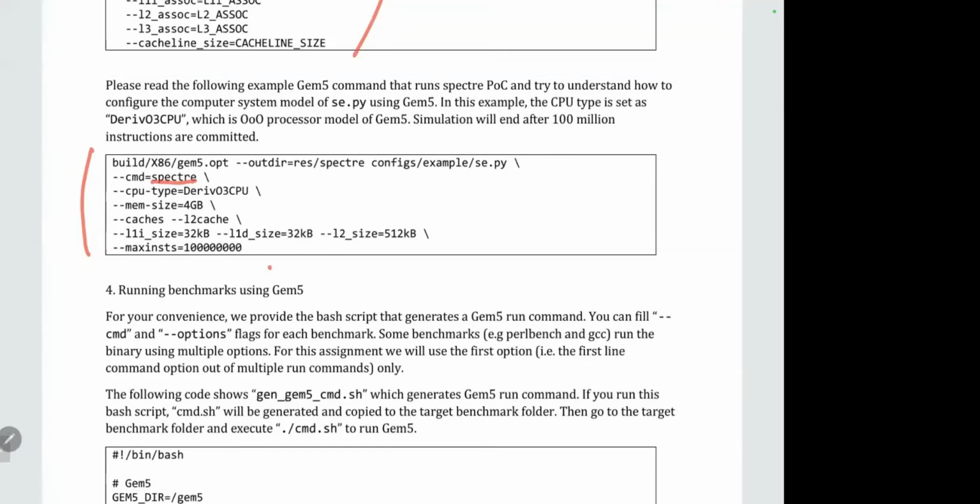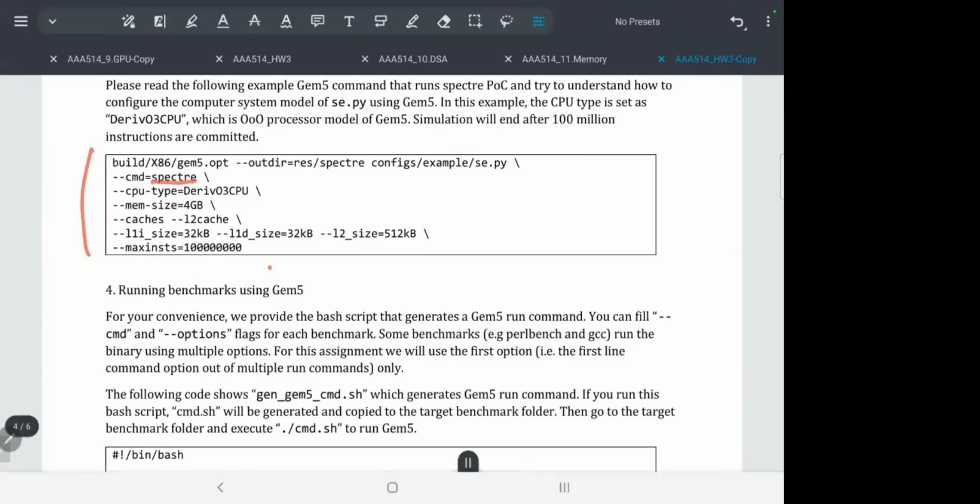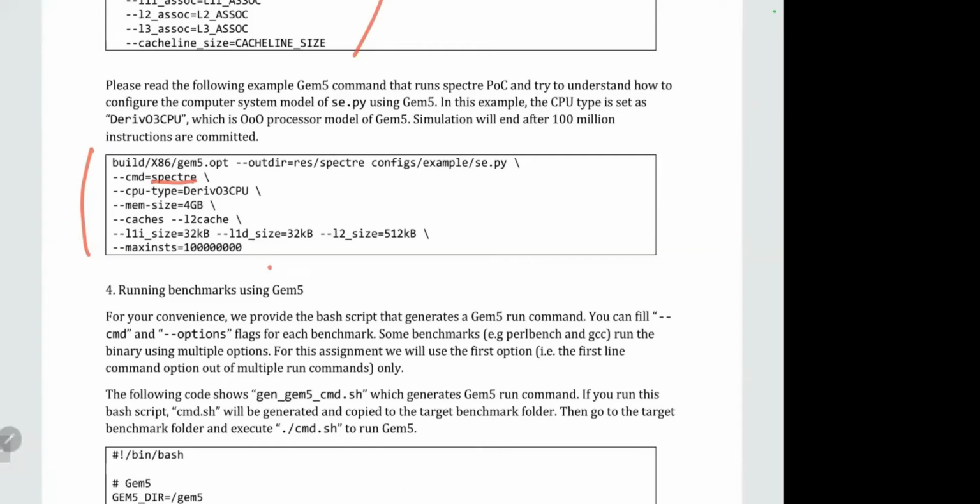So it will take 10 or 15 minutes for each application. Okay, so actually I recommend you to start this assignment as early as possible because it will take time.